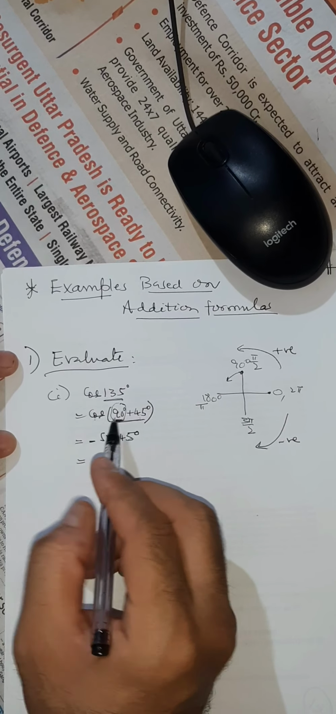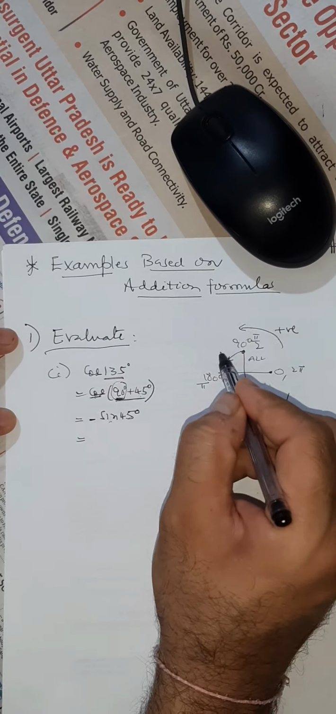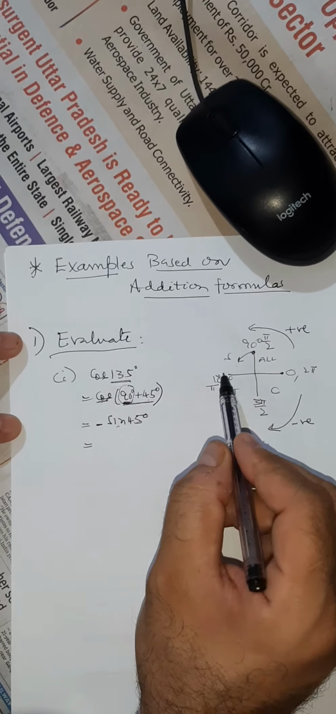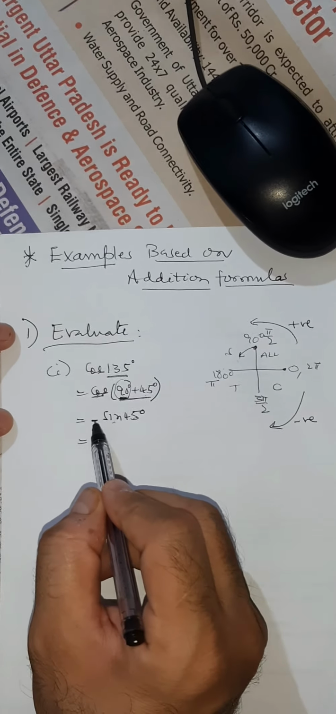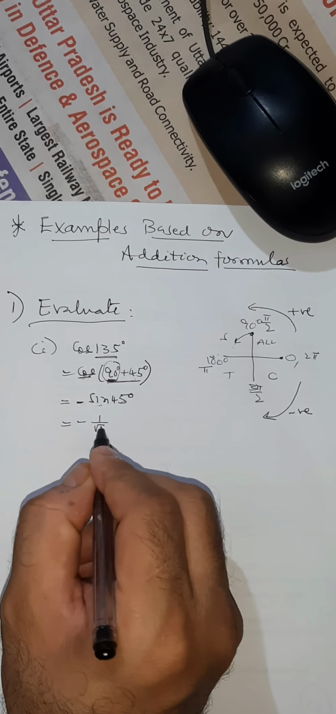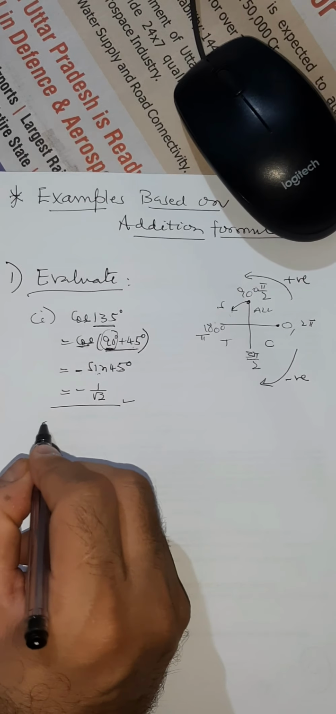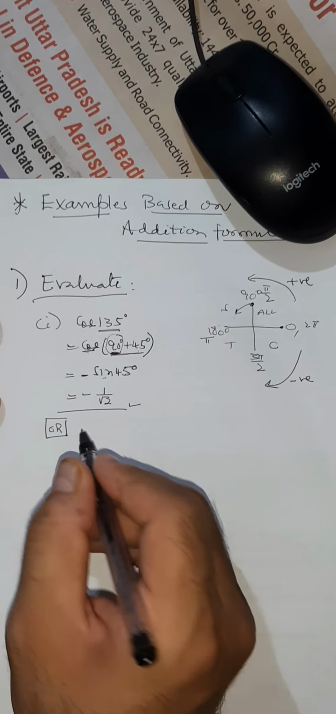Now, why minus sign? Because cosine in the second quadrant, this is all STC. In the second quadrant, cos is negative, minus, cos becomes sine. Now sine 45, which is 1 by root 2. So the answer is minus 1 upon root 2. Or you could have done like this also.